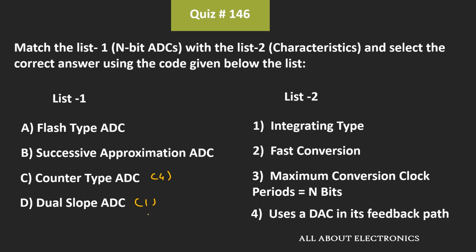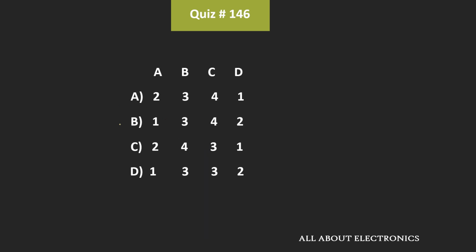That means if we see the overall sequence or the overall code, then for A, B, C, D, it would be equal to 2, 3, 4, 1. That means from this we can say that A is the correct option.